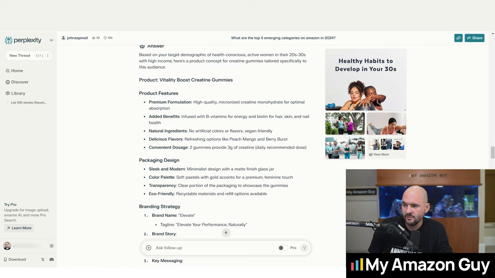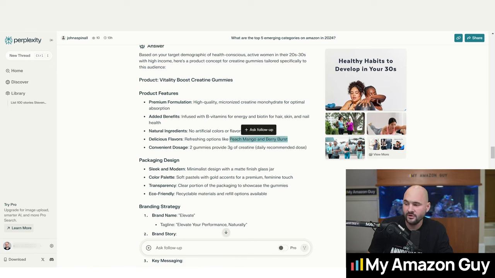So the premium formulation, micronized creatine monohydrate for optimal absorption. That's very specific. Added benefits, infused with B vitamins for energy and biotin for hair, skin, and nail health, which is something that women who are healthy in their 20s and 30s would care about. Natural ingredients, so we covered that in the previous prompt. Delicious flavors, refreshing options like peach, mango, and berry burst.